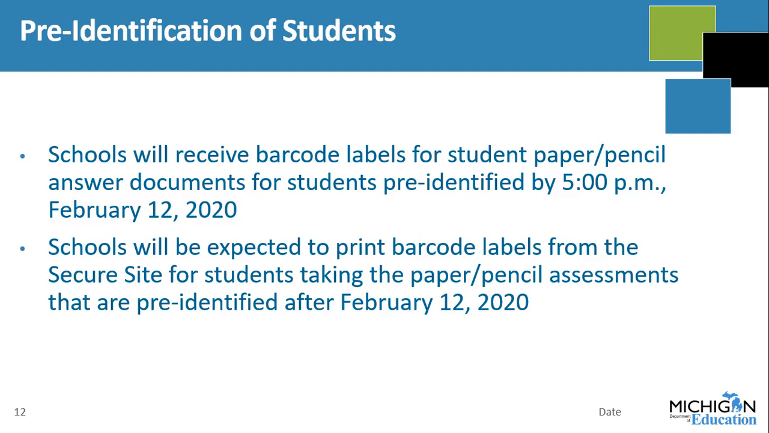Schools will be expected to print any additional barcode labels for students taking a paper and pencil assessment that are pre-identified after February 12th. Just a reminder that barcode labels will be needed for all students taking the SAT, WorkKeys, and PSAT as they are available in paper format only.